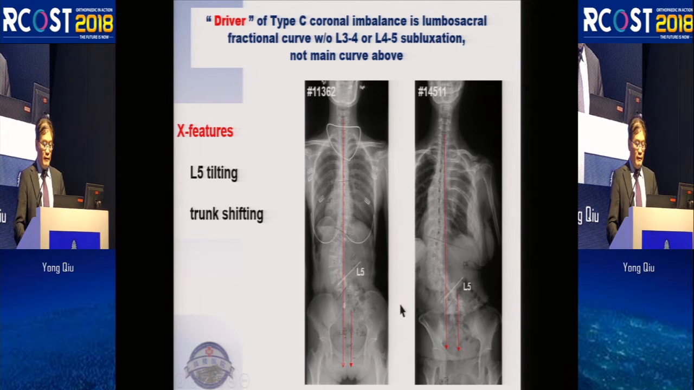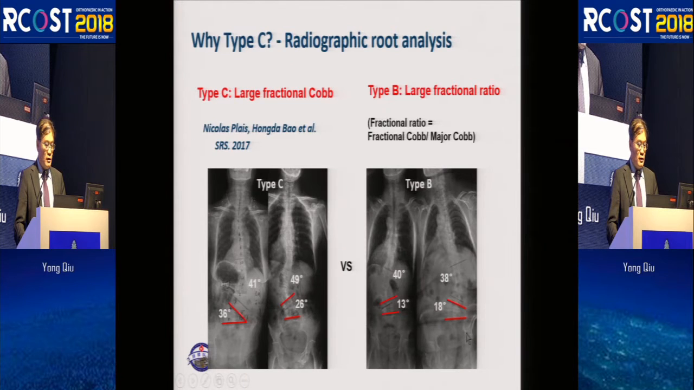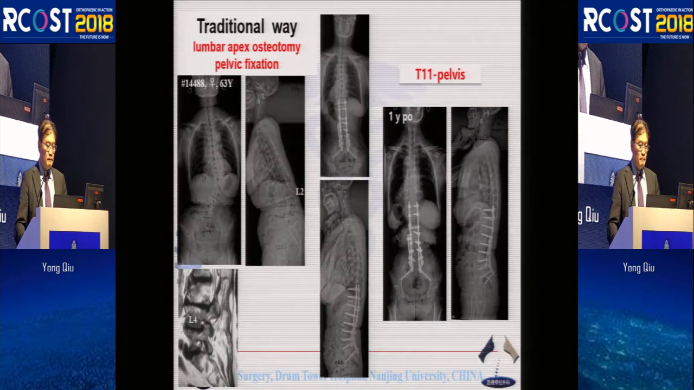So these 2 patients have a large fractional curve. So why type C, not type A or type B? Because in type C, the patient has a large lumbar sacral fractional curve. Look at this patient. The main curve is only 41 degrees, but the fractional curve is already 36 degrees. By contrast, in type B, the fractional curve is quite small. In this patient, only 13 degrees. So when you have a big, very rigid lumbar sacral curve, quite often the patient presents with a type C curve.